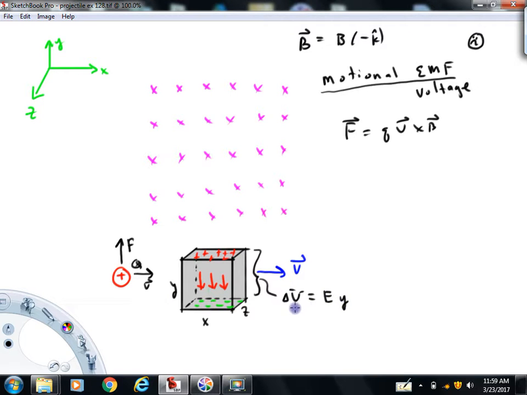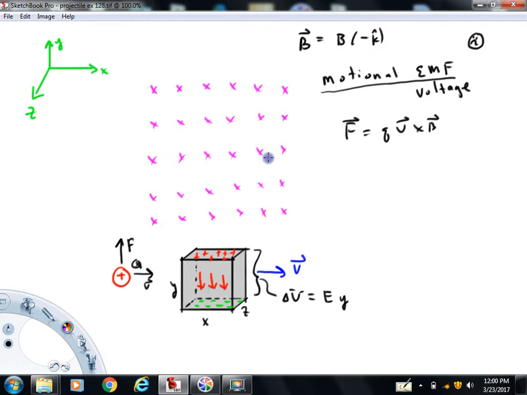Now, so far I've only talked magnitude. Electric potential always decreases in the direction of the field. So the top of this conducting block is now at a higher potential than the bottom. This voltage that we get between the top and the bottom is created by the motion of these conductors through the magnetic field, and hence it's called motional EMF, or motional voltage.